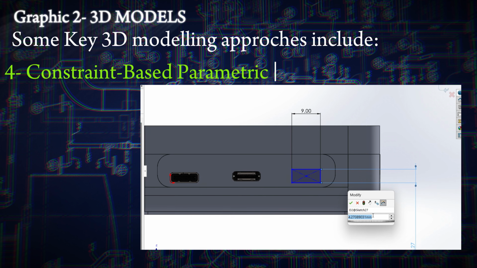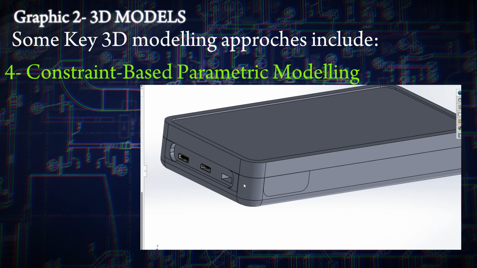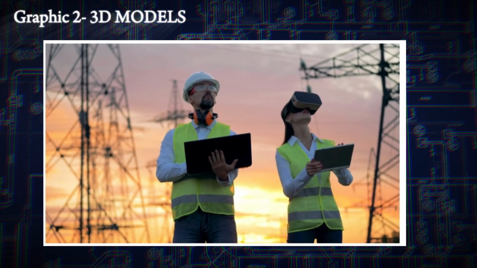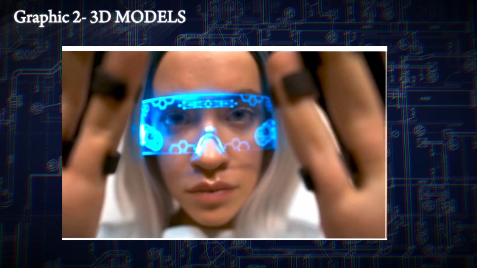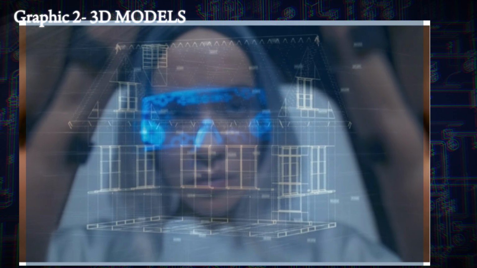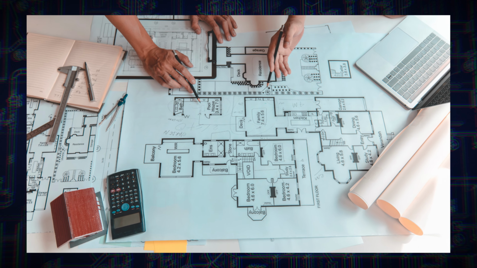And lastly, we have constraint-based parametric modeling. This method introduces relationships and constraints, allowing designers to adjust one feature while automatically updating dependent ones. Such flexibility is crucial for iterative designs where frequent modifications are expected. As a little addition, advancements in CAD software now include virtual reality integration, enhancing the design process even further. Virtual prototypes enable users to interact with a 3D model in an immersive environment, offering insights comparable to those from physical prototypes. As the design process advances, precision becomes paramount.